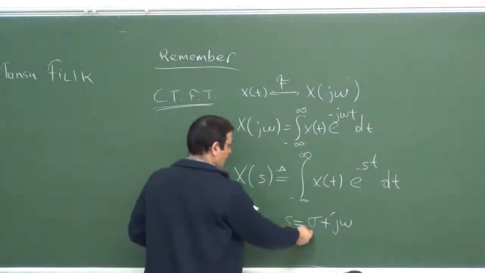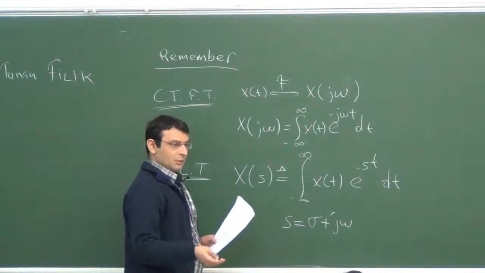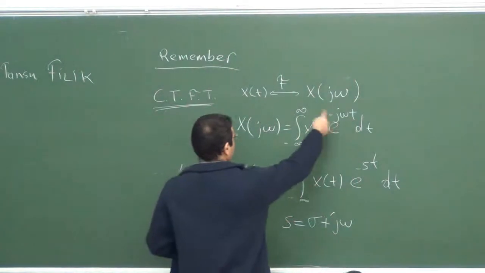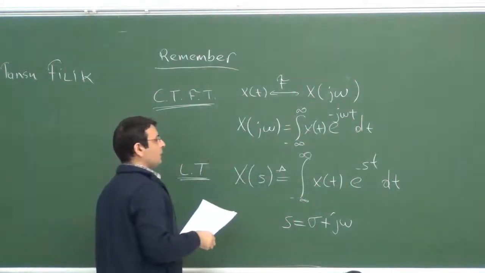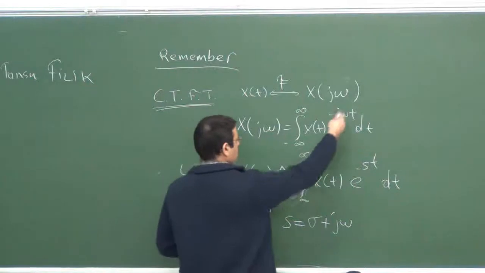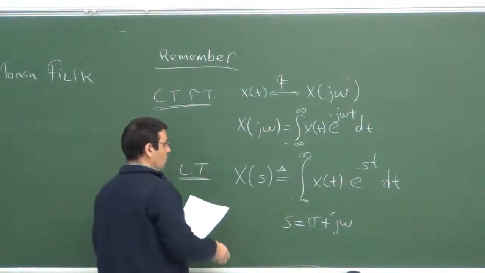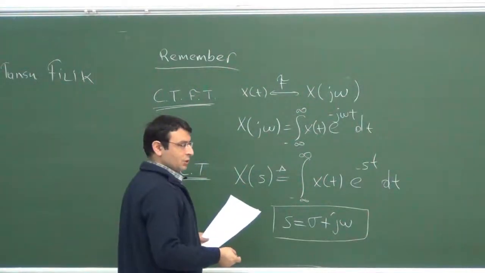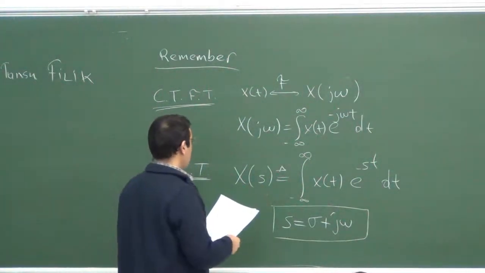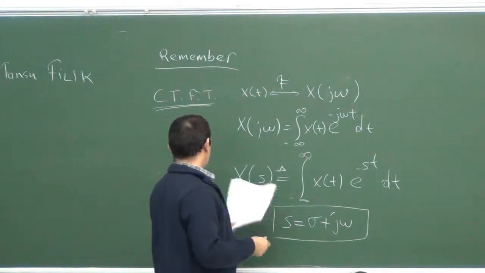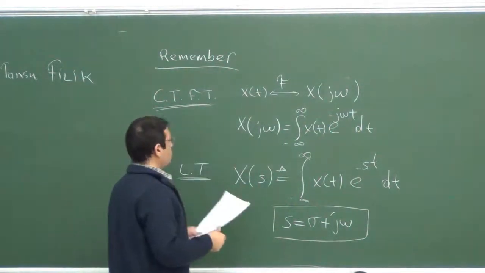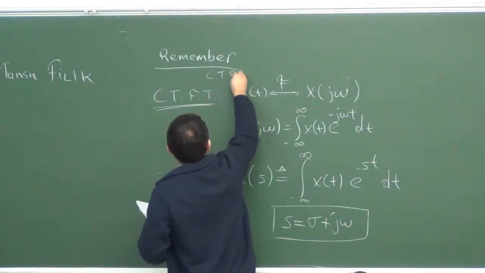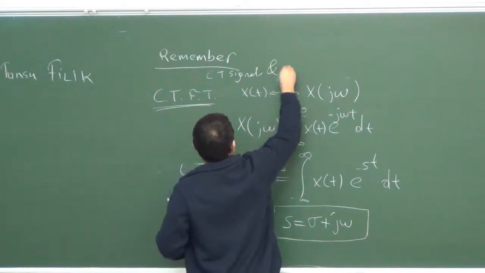So by defining this parameter, you can analyze the unstable systems. When this integral is, let's say, unbounded, when it diverges, by changing these parameters, you can analyze unstable systems with this mathematical tool. So this is the Laplace transform. This is the Fourier transform. So these are for continuous time signals and systems.